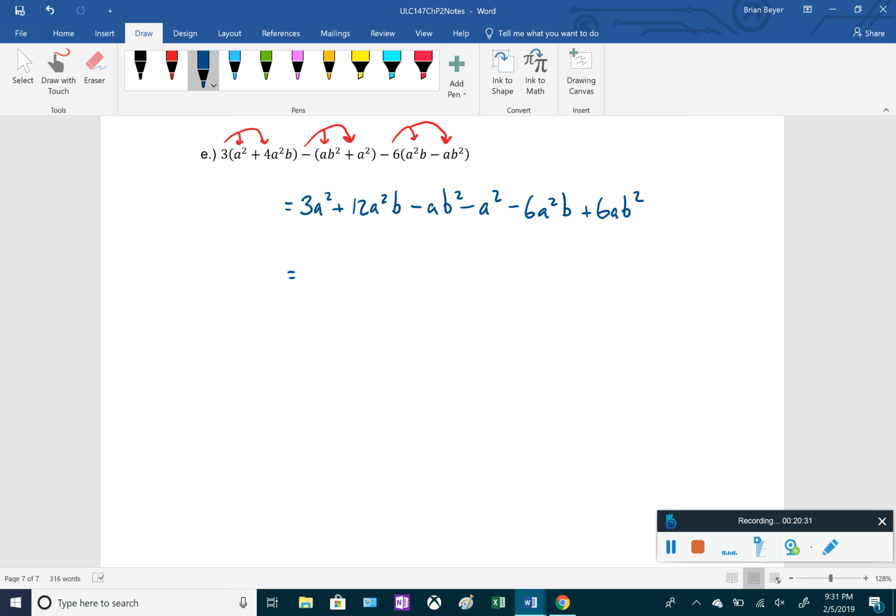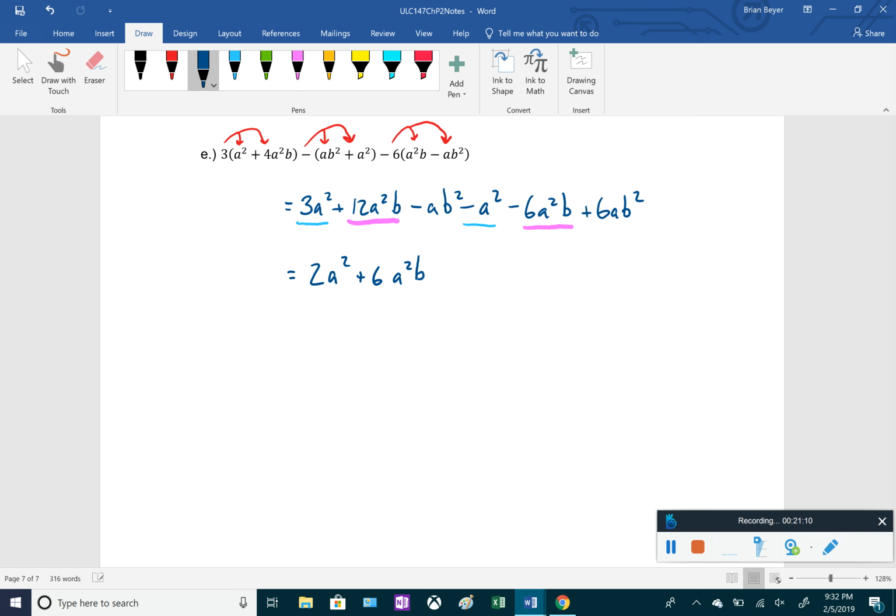So combining like terms is where it gets a little bit tricky. I'm going to underline them. We have 3a squared, and then we have a minus a squared. Combining those is going to give us 2a squared. Remember, there's a coefficient of 1 if nothing's written, so that's 3 minus 1. Next, we have a squared b term. We have another a squared b term right here, so we're combining those. Remember, like terms have the same variables with the same exponents. 12 minus 6 is 6, so plus 6a squared b.